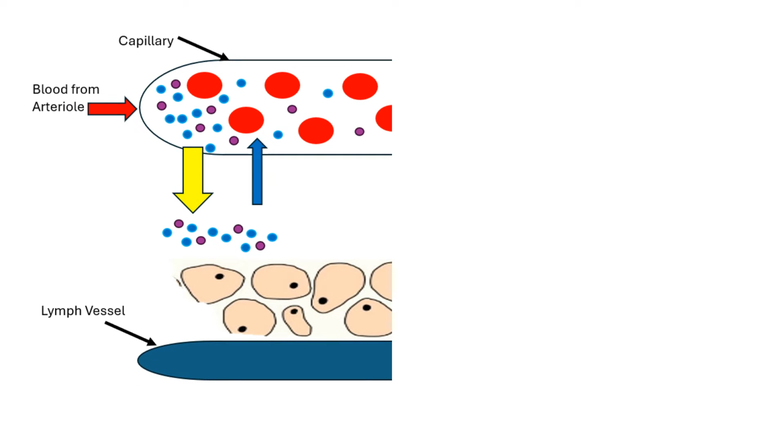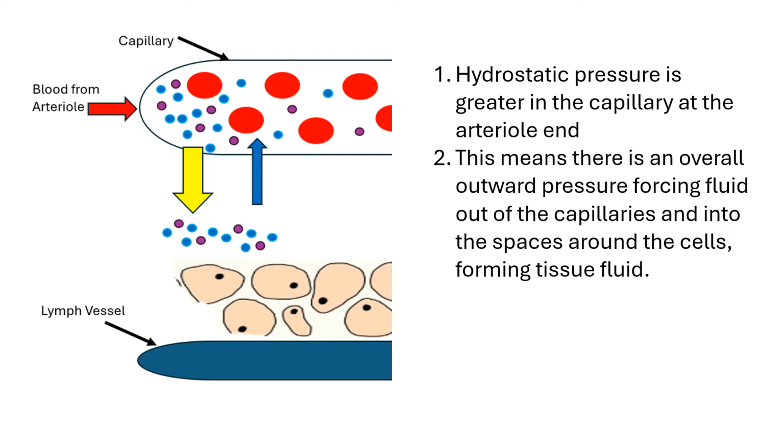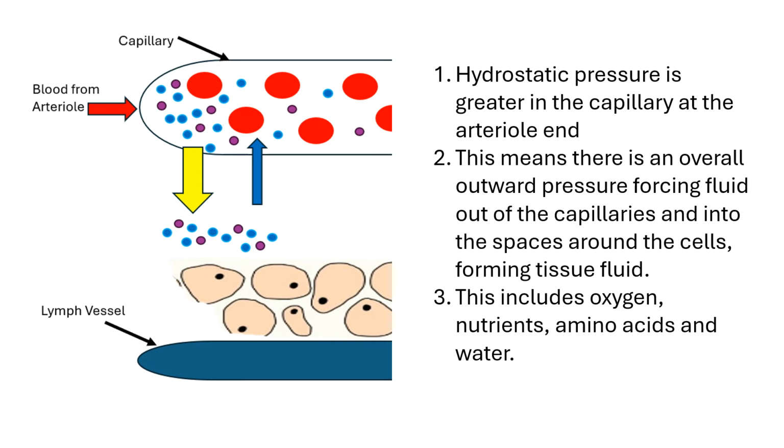So first of all, as you can see, hydrostatic pressure is greater in the capillary at the arterial end. So there's a greater hydrostatic pressure, and therefore the overall outward pressure forces fluid out of the capillaries and into the spaces around the cells, forming tissue fluid. That's shown by the yellow arrow. This includes things like oxygen, nutrients, amino acids and water. But you'll notice that the plasma proteins, such as antibodies and other large proteins, remain in the capillary.